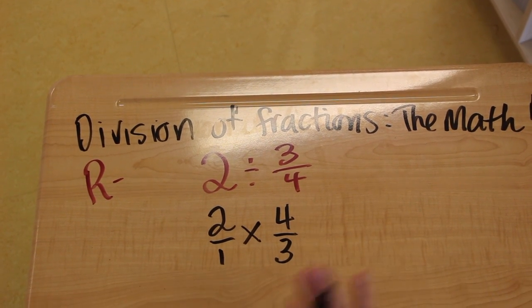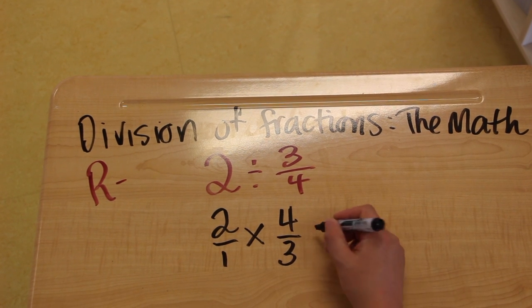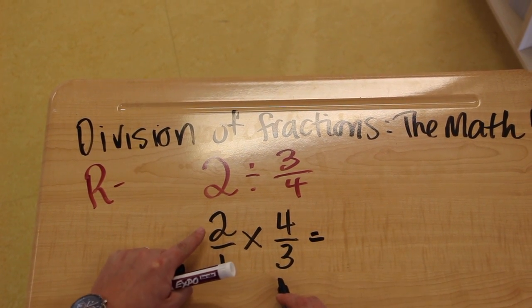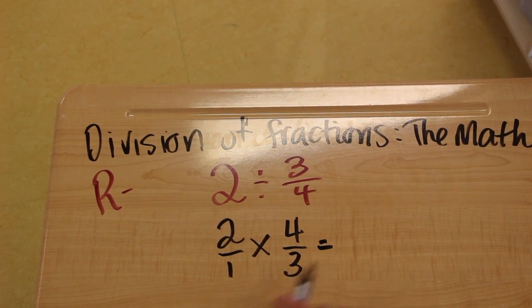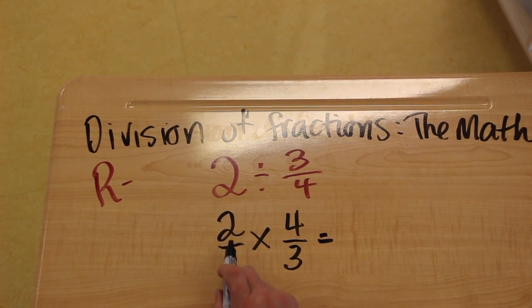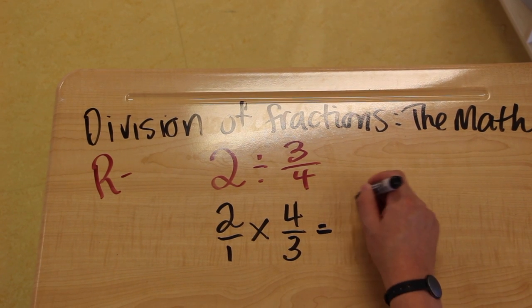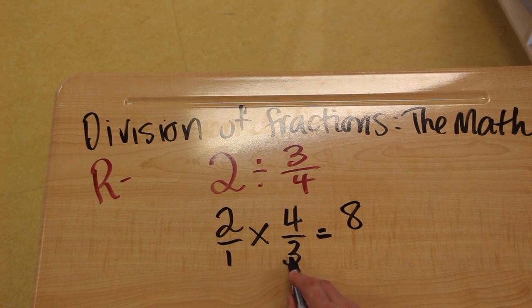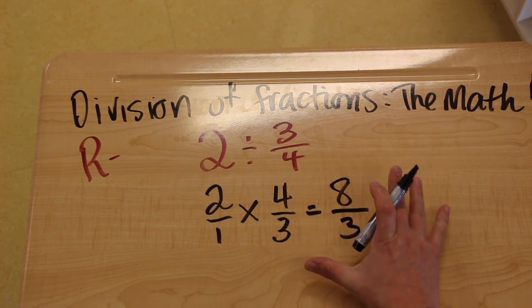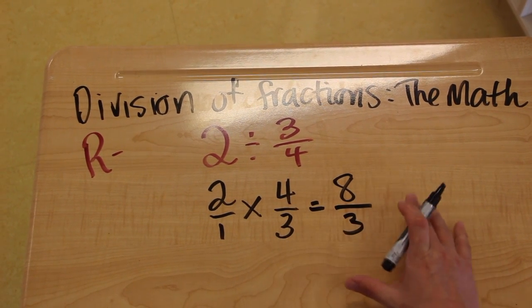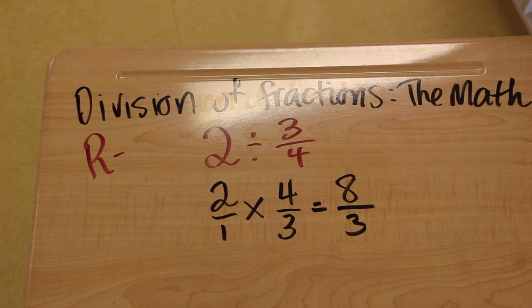And as you know from what we've already covered, we just go straight across here. So we would check to see if there's any cross simplification that can be done. In this question there isn't, so we would just now multiply straight across. 2 times 4 is 8. 1 times 3 is 3. 8 over 3.